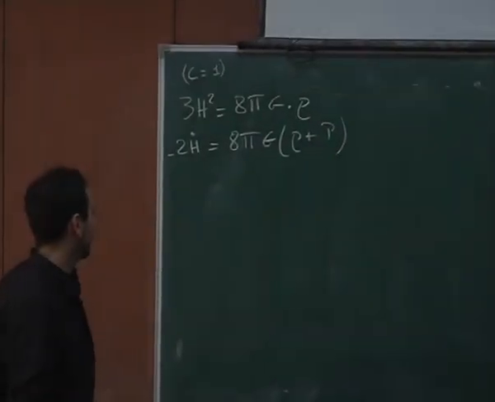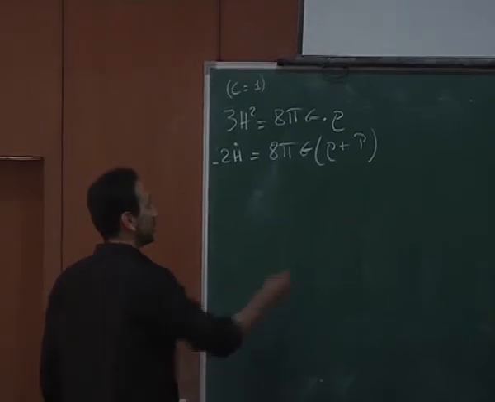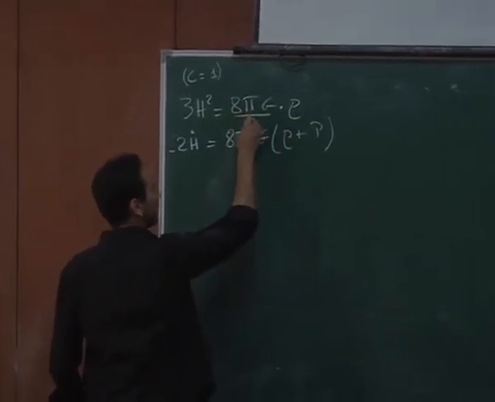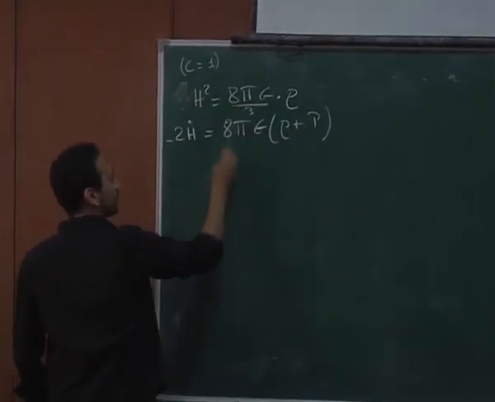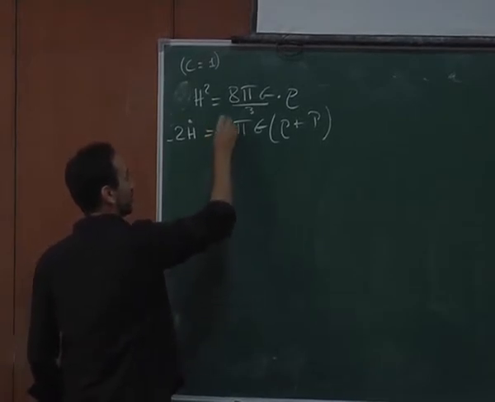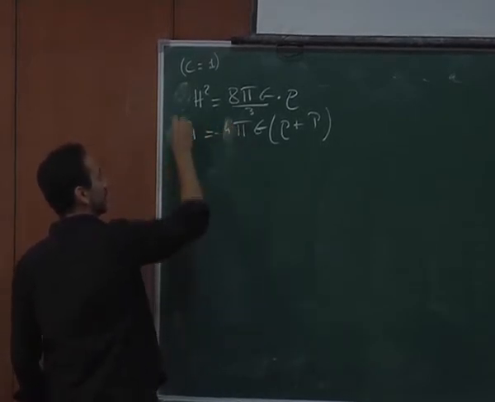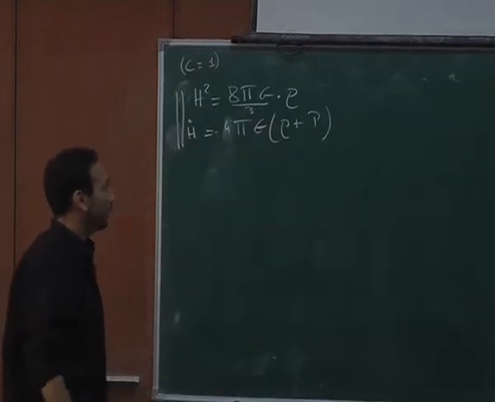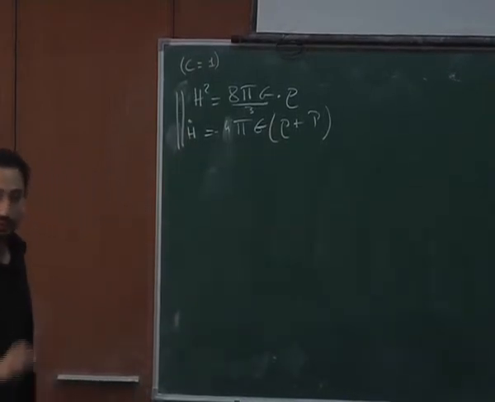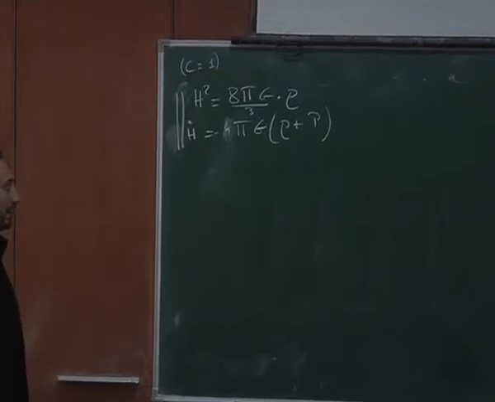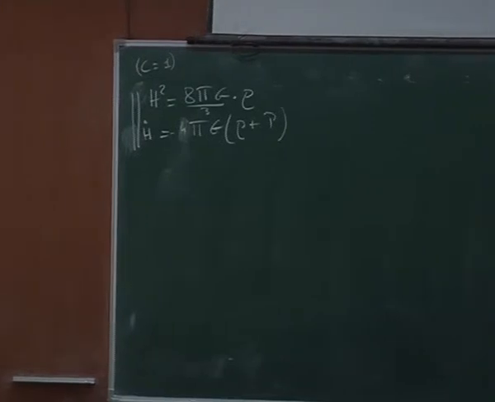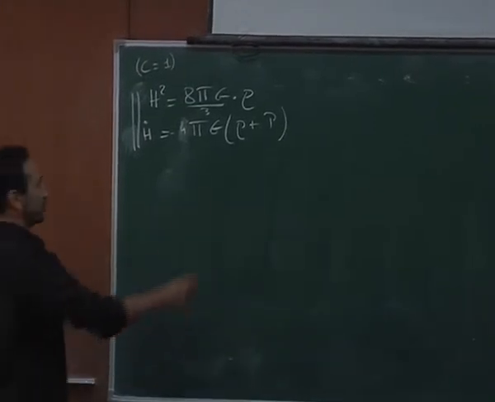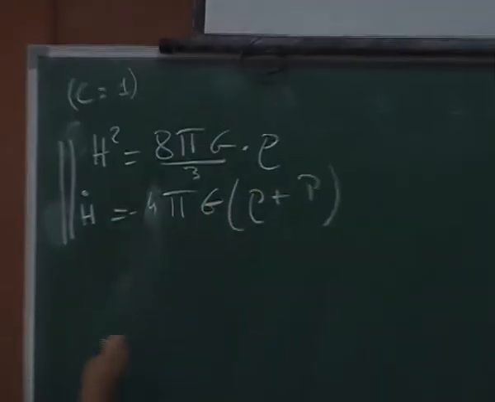Two Friedman equations. Let me just divide this one by 3 and this one by -2. Okay, so these are my Friedman equations. Now let's get an additional equation that you can get in another way, which is called the conservation equation. What I'm going to do is take the derivative of the first equation.